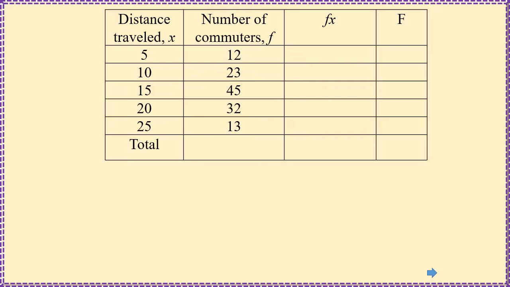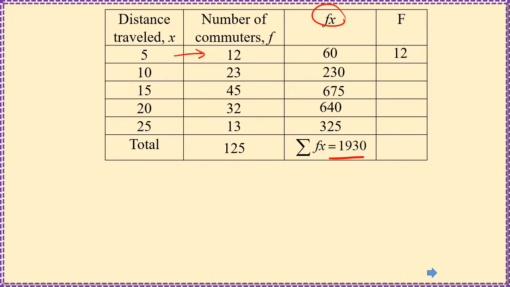Okay, so what we need to do now is include another row of fx. So fx, we just have to multiply each x with its f. Okay, and then we have to total up the f because this is in the formula of variance, and also in the mean formula. So what is fx? If we calculate, we get all these values. And then we can total up, it will be 1930.